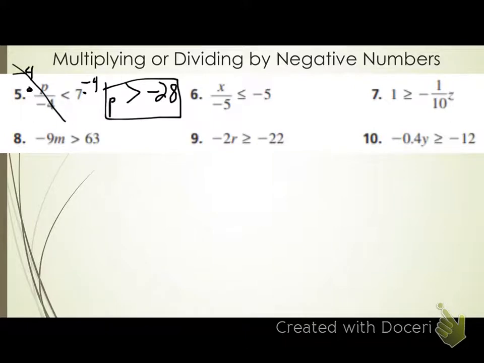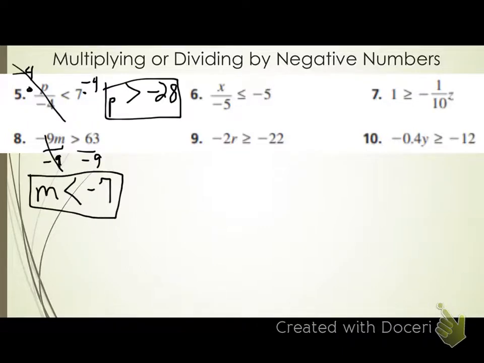Number 8, negative 9m is greater than 63. What do I need to do on number 8? Divide by negative 9 on both sides. 63 divided by negative 9? Negative 7. Symbol flip or stay the same? Flips. There's my solution set. Questions on 8?